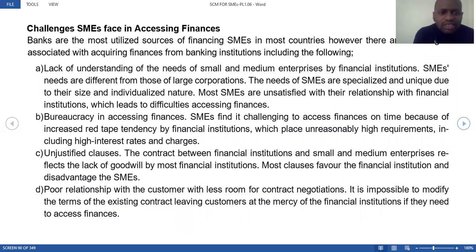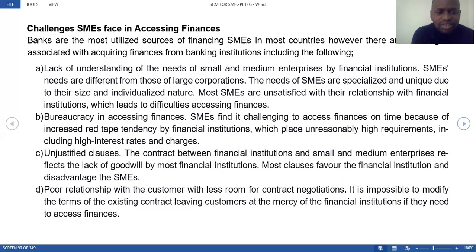Then we have bureaucracy in accessing finances. You find that when they are going to access finances in these big organizations, sometimes you have a lot of bureaucracy, a lot of processes that are unnecessary. And this might lead to wasting of time and might end up even not achieving your goal as a business. So these bureaucracies are very, very bad for the business.